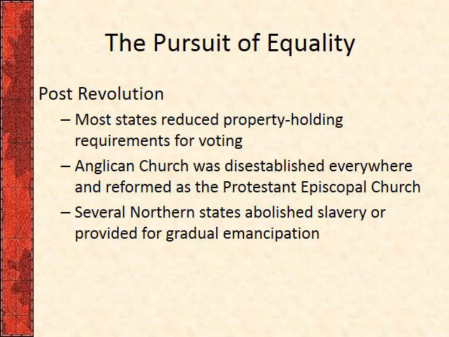Several northern states abolished slavery or provided for gradual emancipation. The South did not, although in this time period slavery was slowly dying, and there was a lot of talk in places like Virginia and the Carolinas about gradual emancipation. And what the book and what historians mean by gradual emancipation is that someone would give money to the slave owners so that they would free their slaves.